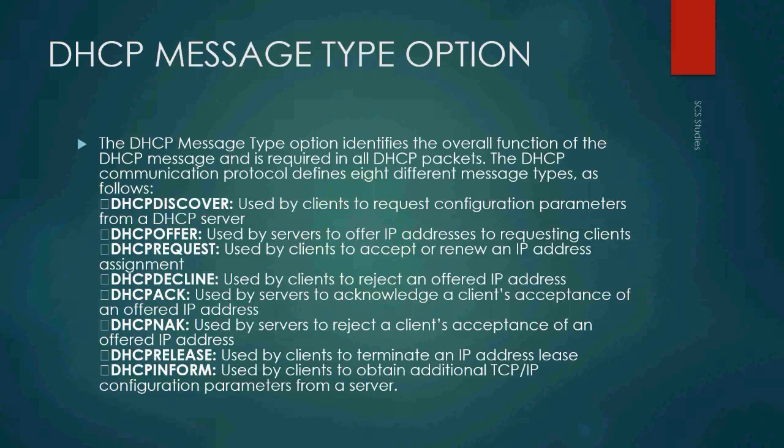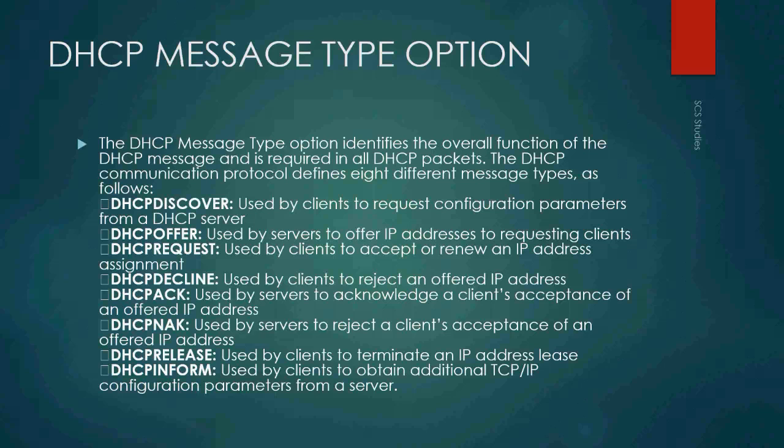The next one is DHCP Offer, used by the server to offer an IP address to requesting clients. That means when the client tries to discover a DHCP server, the DHCP server will offer an IP to the client. The next process is DHCP Request, used by a client to accept or renew the IP address assignment. Once the IP address has been received, the client machine will send a request again to the DHCP server to assign a lease or a renewal request.